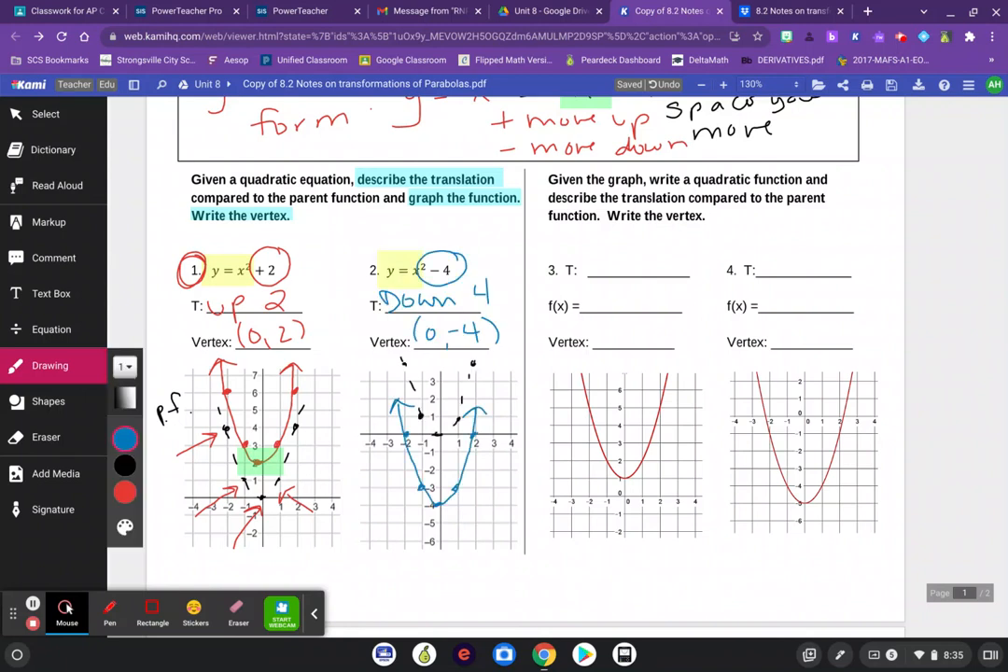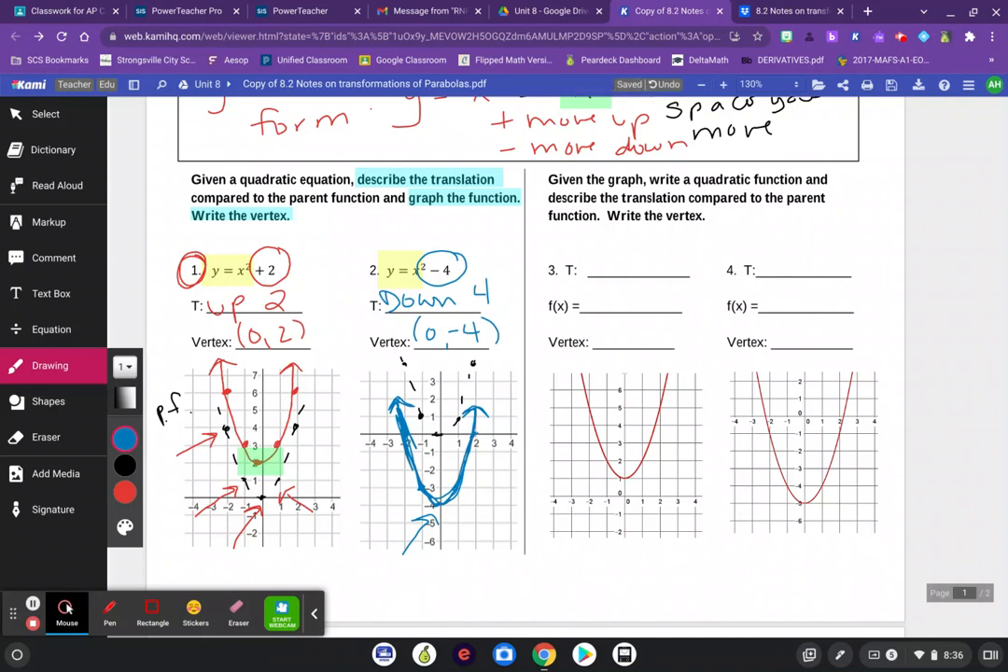Okay, so you should have recognized that the parent function is y equals x squared. That minus 4 means that we are shifting down 4. My vertex is (0, -4) as a result, because when you look at my blue graph that I have here, this blue graph that got graphed, every single point moved down 4 from the parent function, and my new vertex then is here at (0, -4).